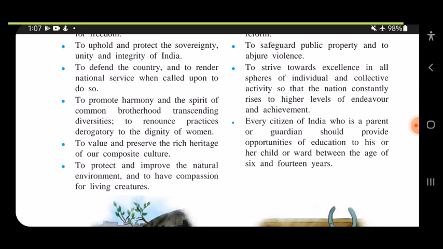Now we have rich heritage, just as I told you. We have national monuments. So we should see how we protect them, not to destroy them. Then also to protect and improve the natural environment and to have compassion for living creatures, not to hurt the living creatures, plants, animals. Okay, they are also living. Not to harm our environment, not to create pollution, not to throw waste. So these are all things we should see.